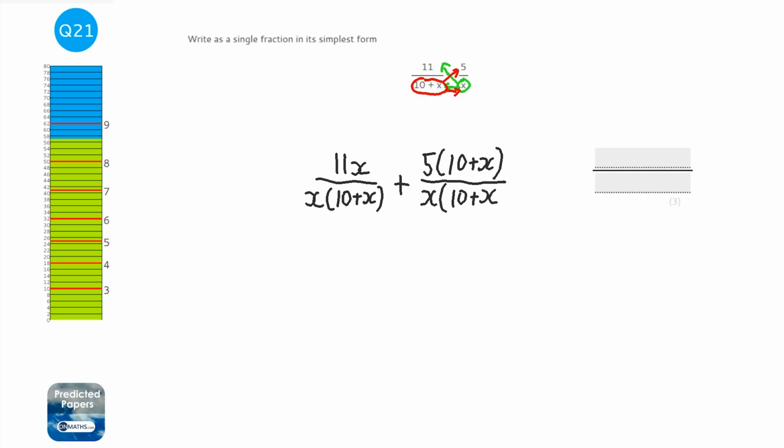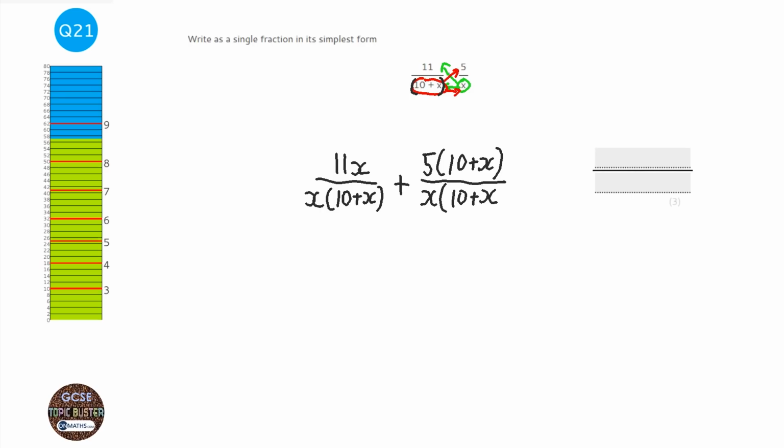Now, something I've done instinctively, and a lot of people make mistakes on, is I put brackets around the expression 10 plus x. If you don't do that, you will end up, say here, just timesing the x by the 10 and not timesing the x by the x on the right hand side. So always put expressions that are in fractions in brackets.